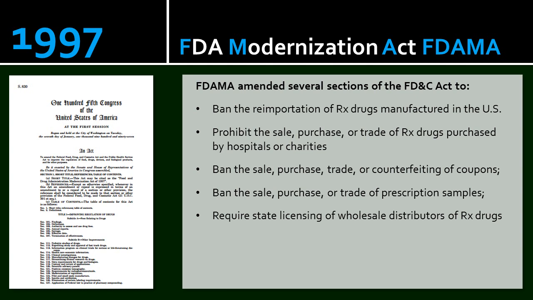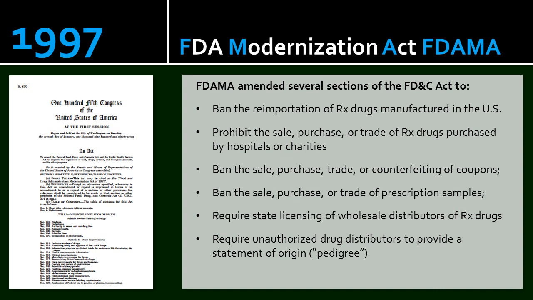5. Require state licensing of wholesale distributors of prescription human drugs under federal guidelines that include minimum standards for storage, handling, and record keeping. 6. Require unauthorized drug distributors to provide a statement of origin, pedigree, as part of certain drug sales. And 7. Set forth criminal and civil penalties for violations of these provisions.